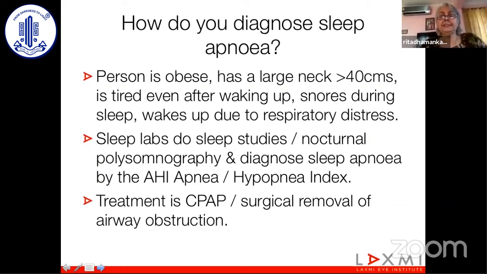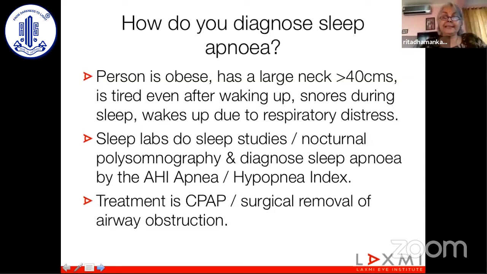Normally, the patient is obese. He has a large neck circumference greater than 40 centimeters, is tired even on waking up, snores during sleep, and wakes up in the middle of his sleep quite often due to respiratory distress. So sleep labs do sleep studies like nocturnal polysomnography and diagnose sleep apnea by the apnea-hypopnea index. If the AHI, or the apnea-hypopnea index, is greater than 15, then the patient is supposed to have moderate sleep apnea, and anything between 15 and 30 is severe.